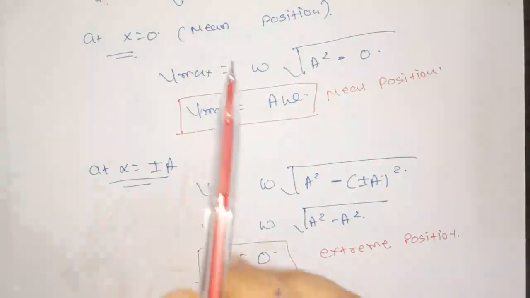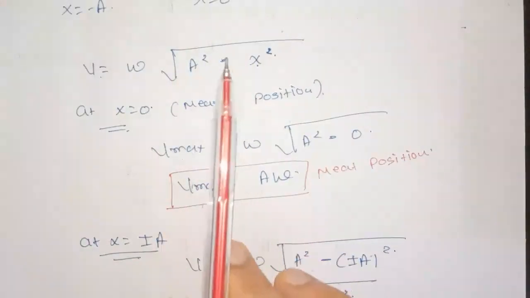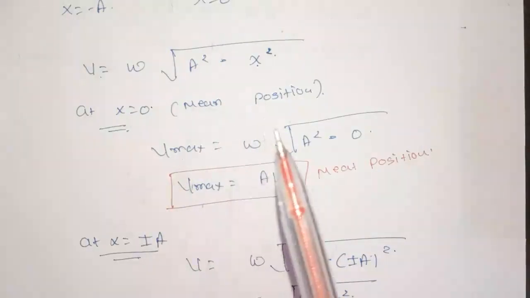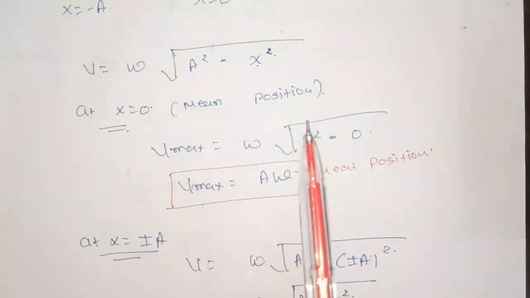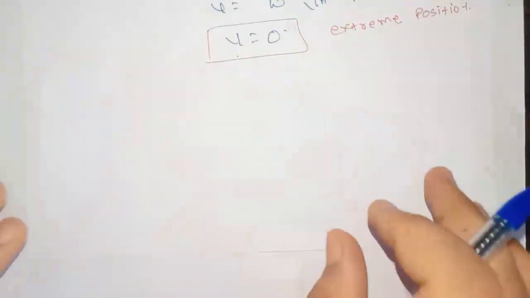So using this equation, we can find velocity of particle at any position. If we want velocity at any time instant, then we must use the velocity time equation. Now let us find the acceleration as a function of position.